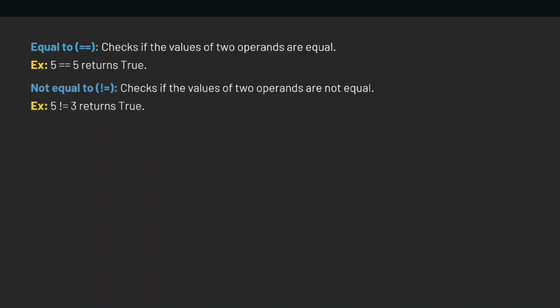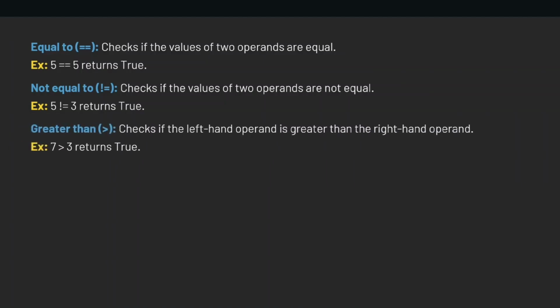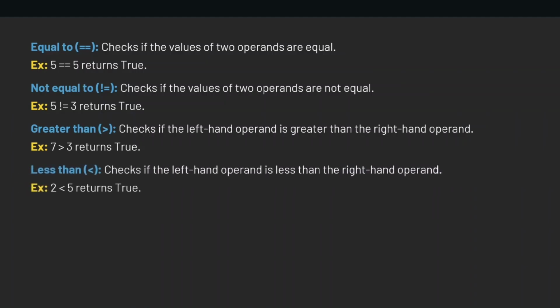Next, not equals to. This operator checks if two values are not equal. Since 5 is not equals to 3, it returns true. Next is greater than. This operator checks if the first value is greater than the second. Here 7 is greater than 3, that's why it returns true. Next is less than. This checks if the first value is less than the second. In this example, 2 is less than 5, so it returns true.